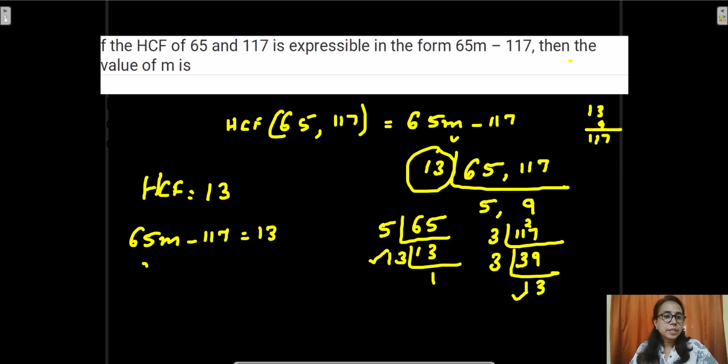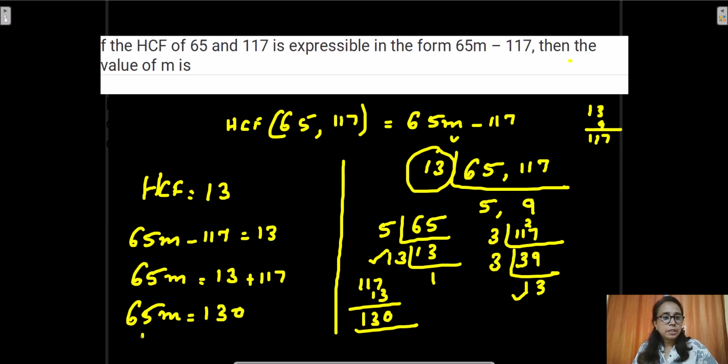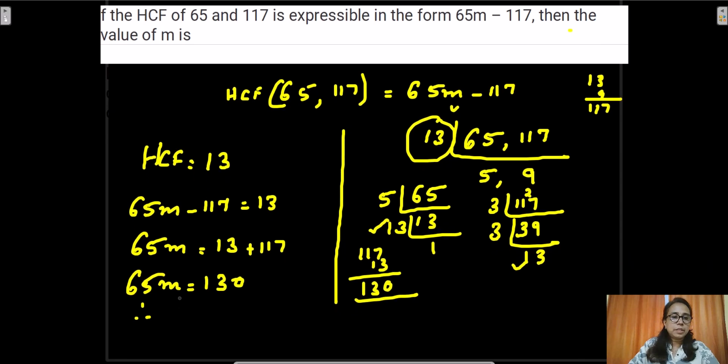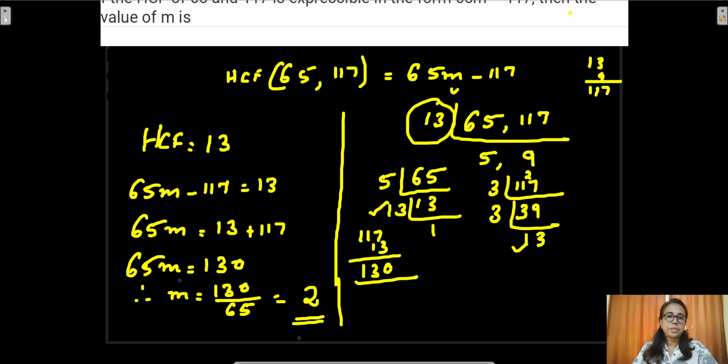So 65m is equal to 13 plus 117. What is 13 plus 117? 117 plus 13 is 130. Am I right? So 65m is equal to 130. Therefore m is equal to 130 upon 65, that is equal to 2. So the value of m is equal to 2. That's what the question asks.